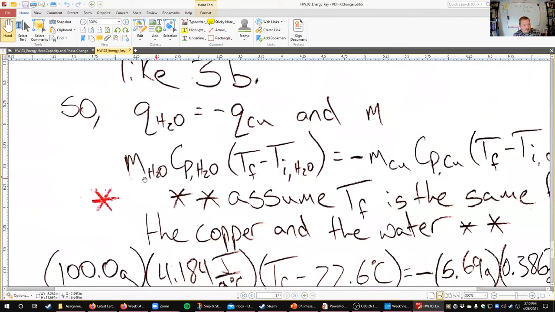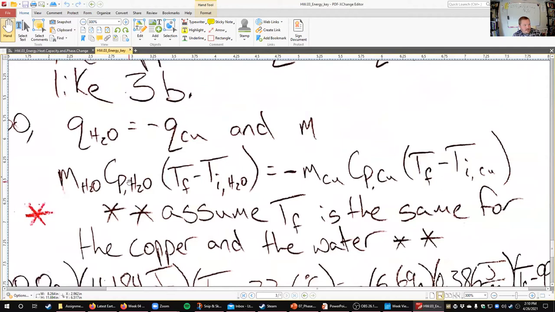And then we wind up with this expression, mass of water times specific heat of water times T final minus T initial of water equals negative mass of copper, specific heat of copper, T final minus T initial of copper. And now again, T final is the only thing we don't have. So at this point, you just need to plug in the right numbers and then condense everything.